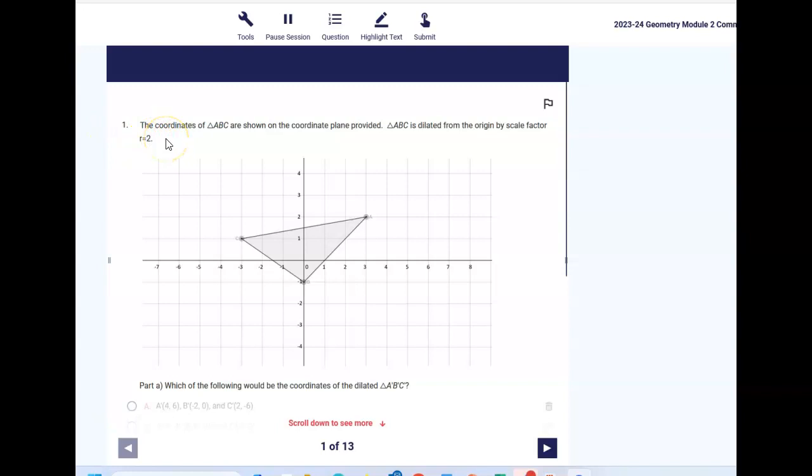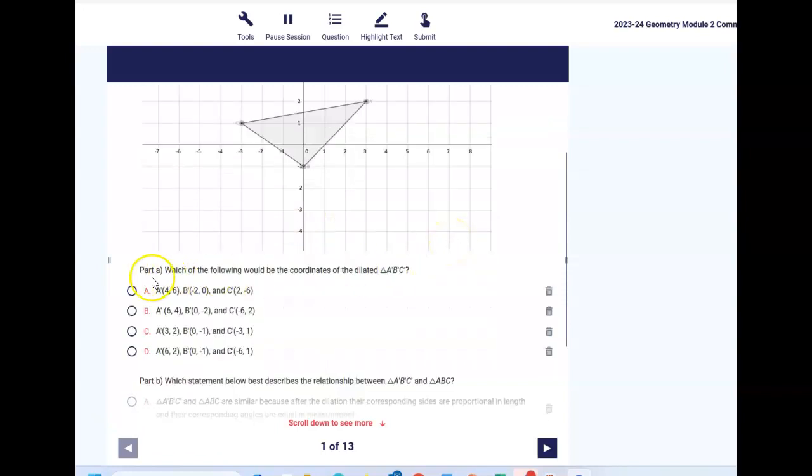The coordinates of triangle ABC are shown on the coordinate plane provided. Triangle ABC is dilated from the origin by a scale factor of 2, r equals 2. Scroll down. Part A, which of the following would be the coordinates of the dilated triangle A', B', C'?